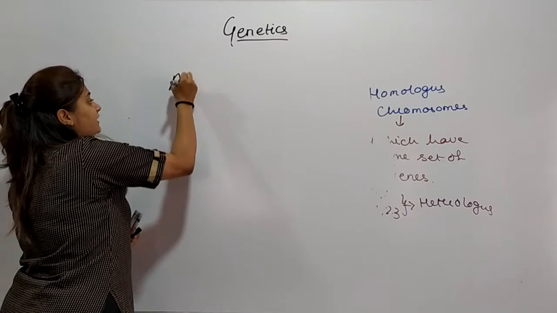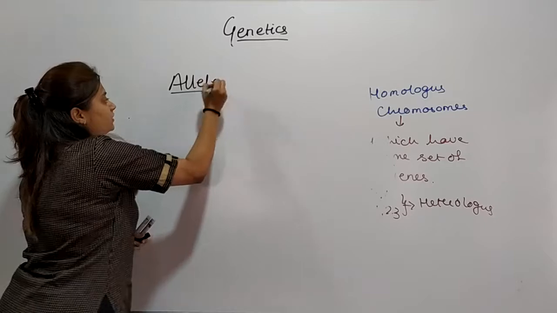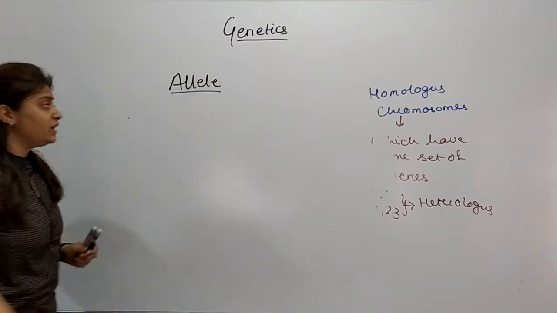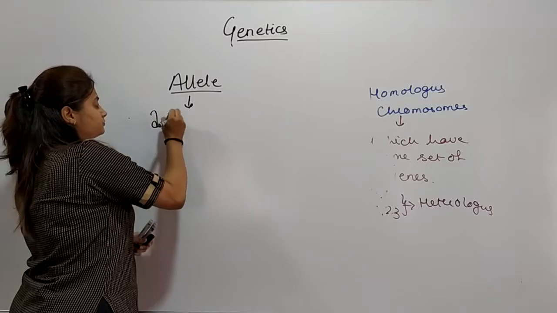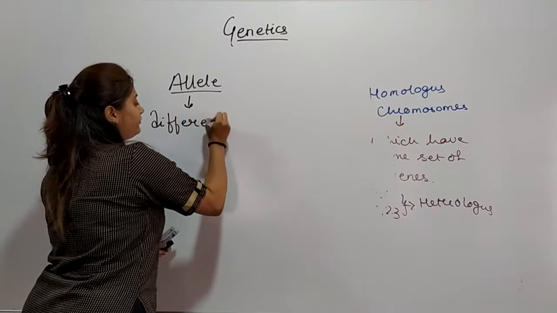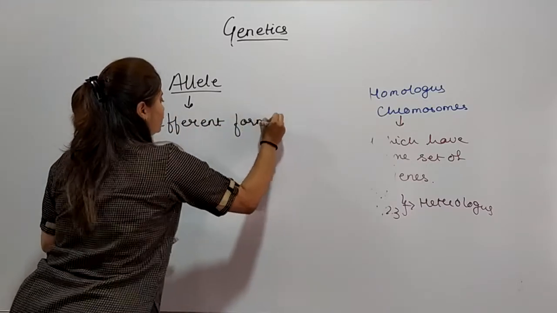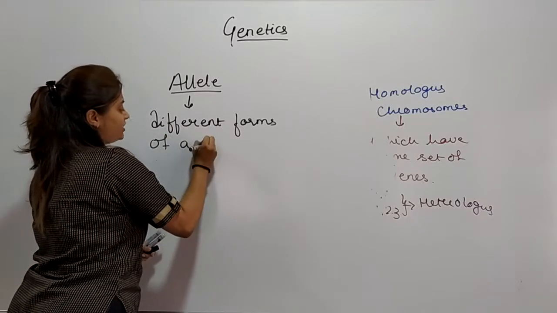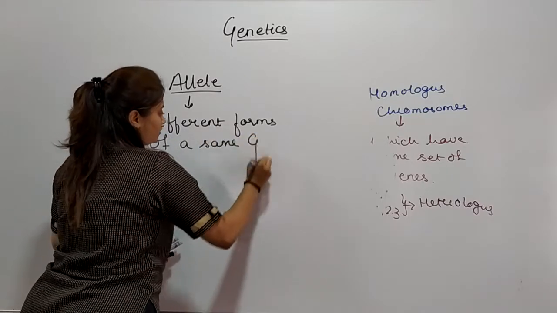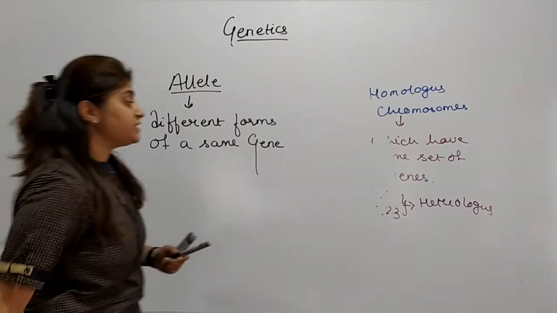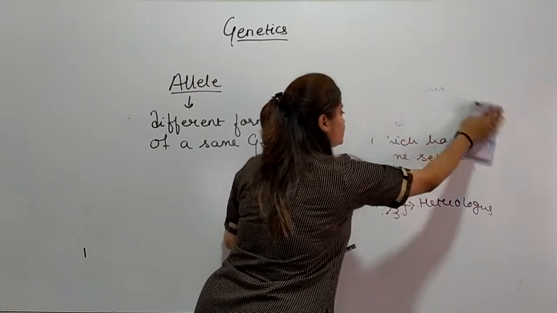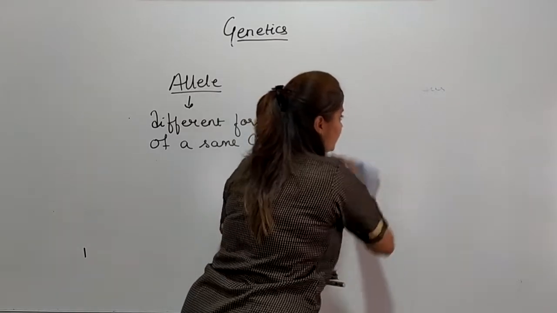The next one is allele. What are alleles? Alleles are different forms of the same gene. Alleles are the different forms of a same gene. Now what does this mean? Different forms of the same gene.